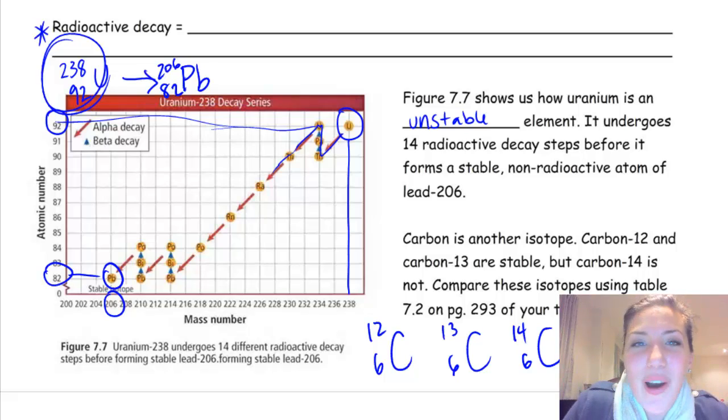Well, I hope you are feeling like you sort of are getting to know what is going on with radioactivity. We will be practicing this more in class tomorrow and then looking at the differences between alpha, beta, and gamma decay.